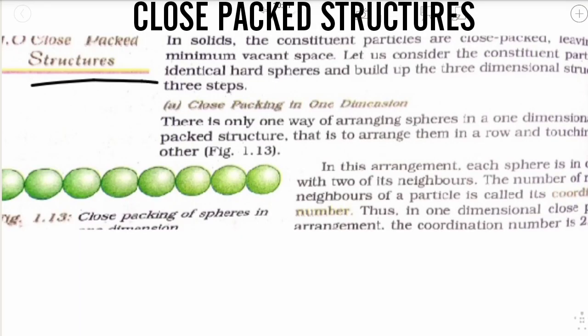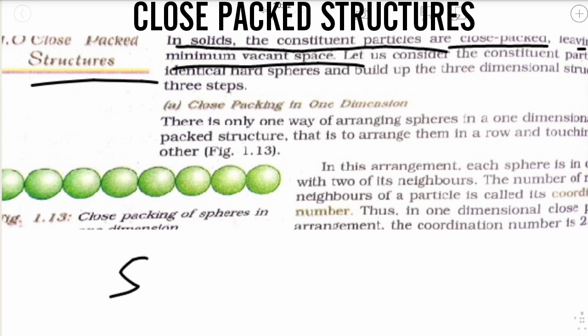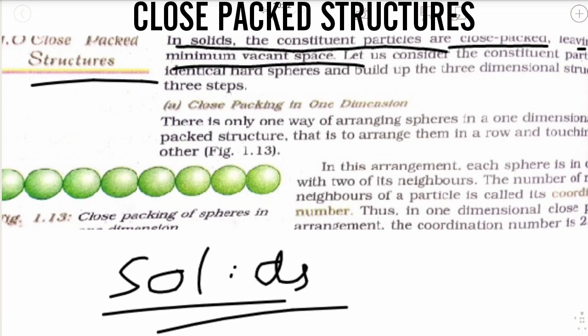Close packed structures. In solids, the constituent particles are closely packed, leaving minimum vacant space. What happens in the solids? The constituent particles of solids are closely packed.